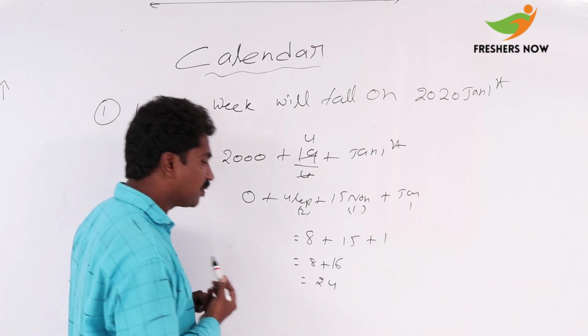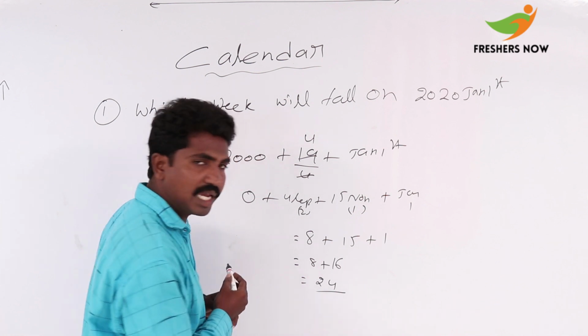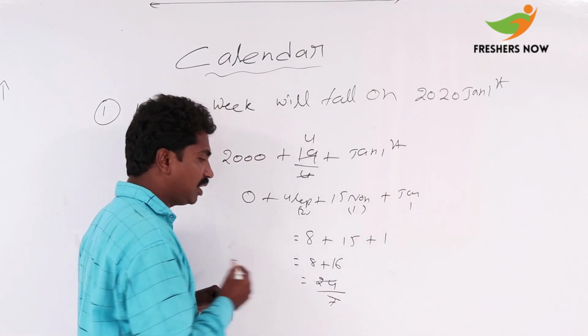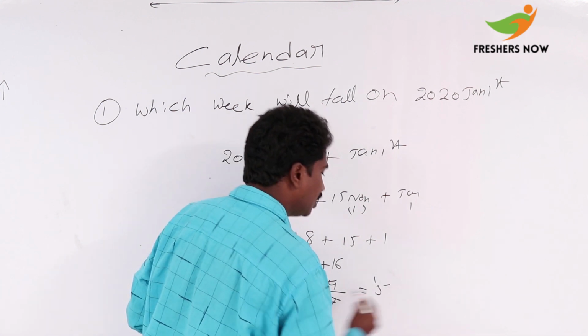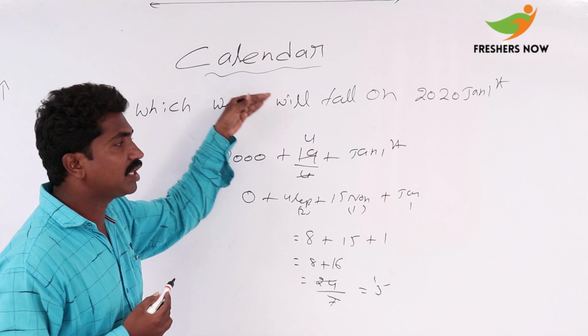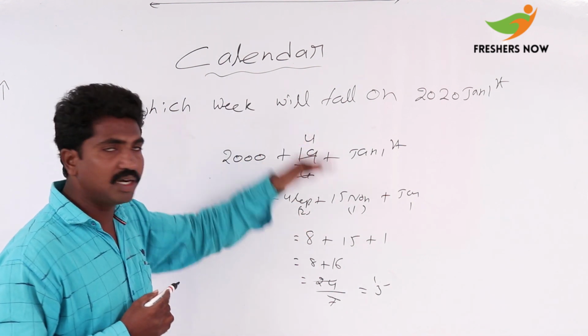So here 24 days are there. To find odd days, we divide with 7. 7 3s are 21. Remaining 3 days. So 3 odd days are there. Finally, here we are finding the original calendar. We have already discussed it.